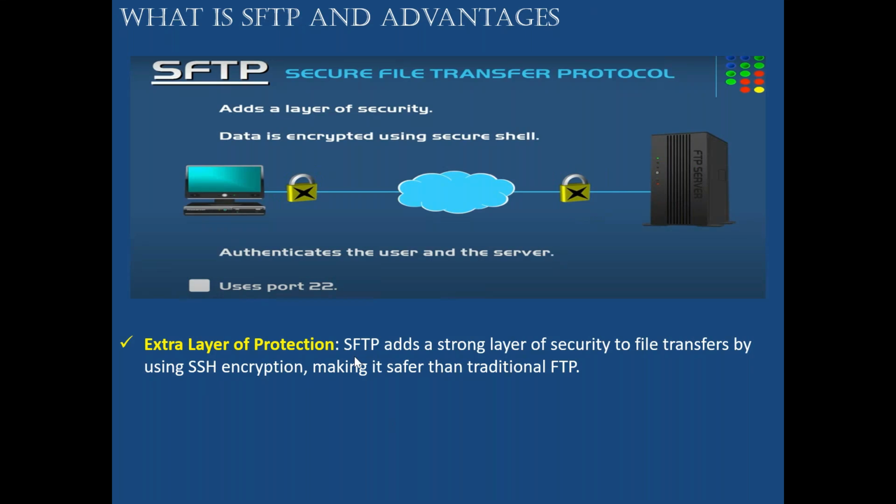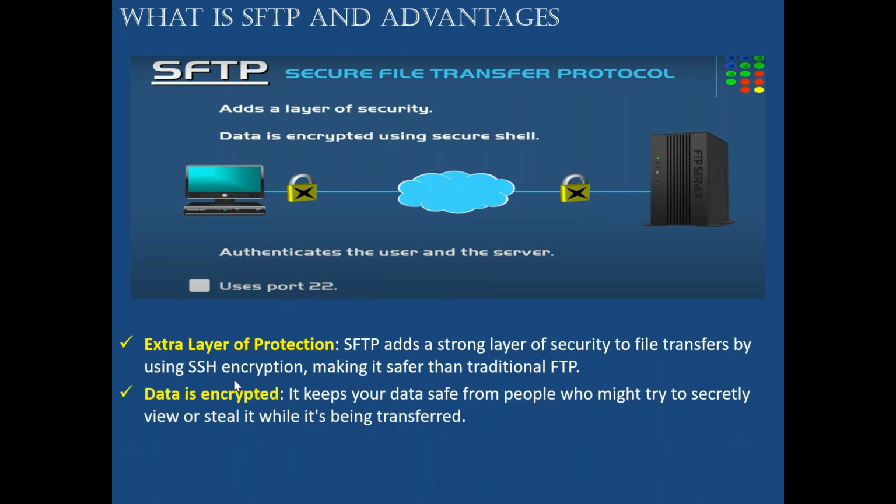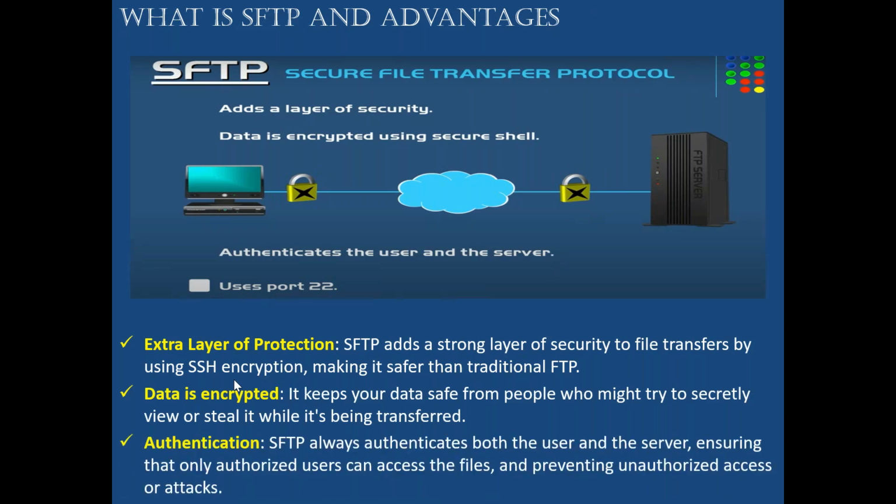Compared to FTP, SFTP is more secure because it adds a security layer on top of it, and the data is encrypted. It keeps your data safe from people who might try to secretly view or steal it while it's being transferred. While you are transferring the data, people who are trying to read it cannot read it, because the data is encrypted while transferring.